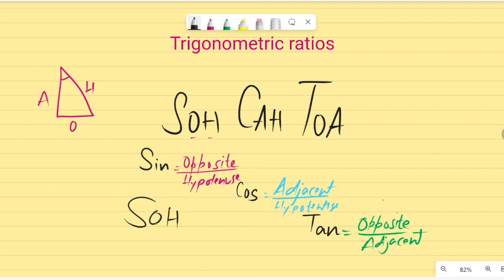So sine is equal to opposite over hypotenuse, CAH, cos is equal to adjacent over hypotenuse, and TOA, tan is equal to opposite over adjacent. This is how it works. Now let's go for some examples. Let's find the missing side by using all three ratios, and we'll see how it works.